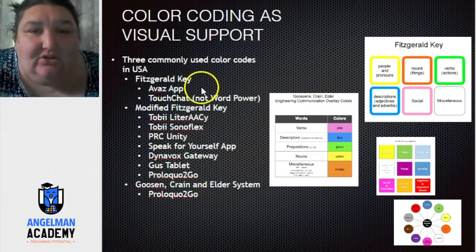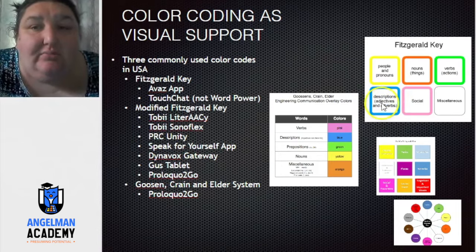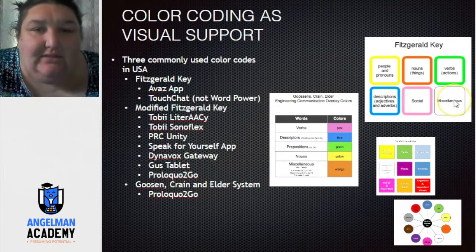So one is the Fitzgerald key. The ABAZ app uses that, the TouchChat app, but not TouchChat with WordPower, TouchChat with MultiChat or something that it comes with. And here's the Fitzgerald key over here. So we have people and pronouns are yellow, nouns are orange, verbs or action words are green, descriptors, adjectives, and adverbs are blue, social words, hi, bye, how are you, those sorts of phrases are pink, and everything else is white.